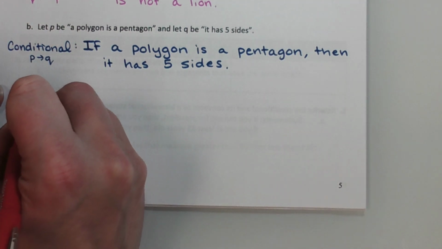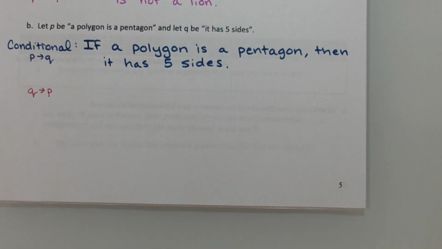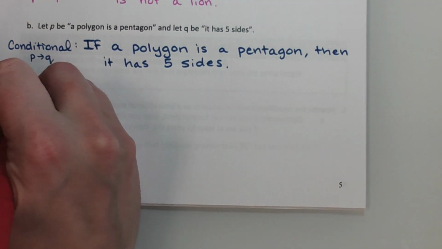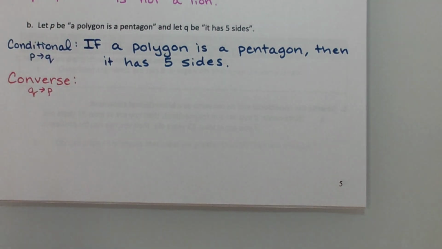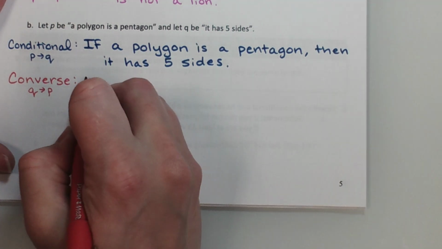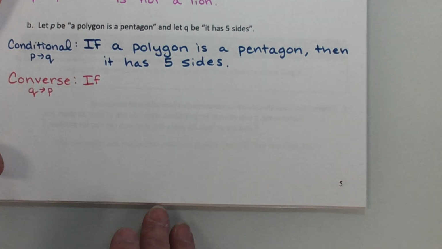I'm going to choose to do the one that goes from Q to P next. Lincoln, what's that one called? The converse. Eli, how does this sentence have to start? If it has 5 sides.